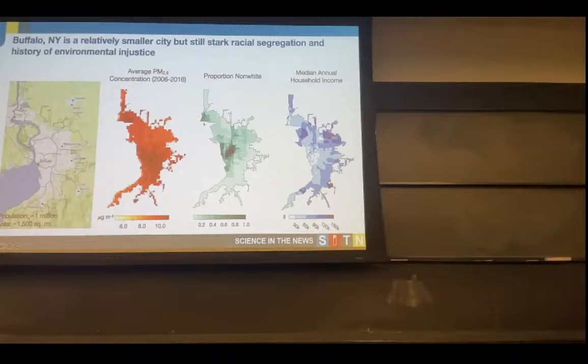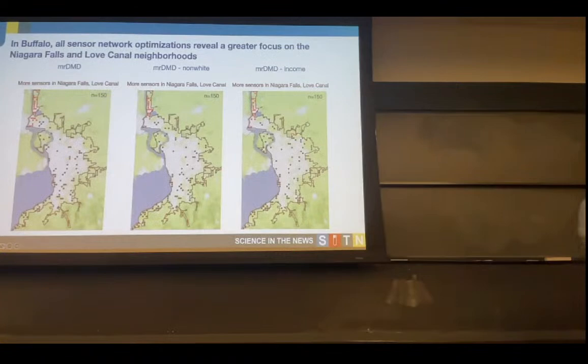And the results for the sensor networks for Buffalo, because it's a smaller area, we have a smaller number of sensors we show here, it actually all produced the same result. And what's interesting is I thought there would be more sensors north of Buffalo, this downtown African-American area, but what is highlighted is this Niagara Falls and Love Canal region.